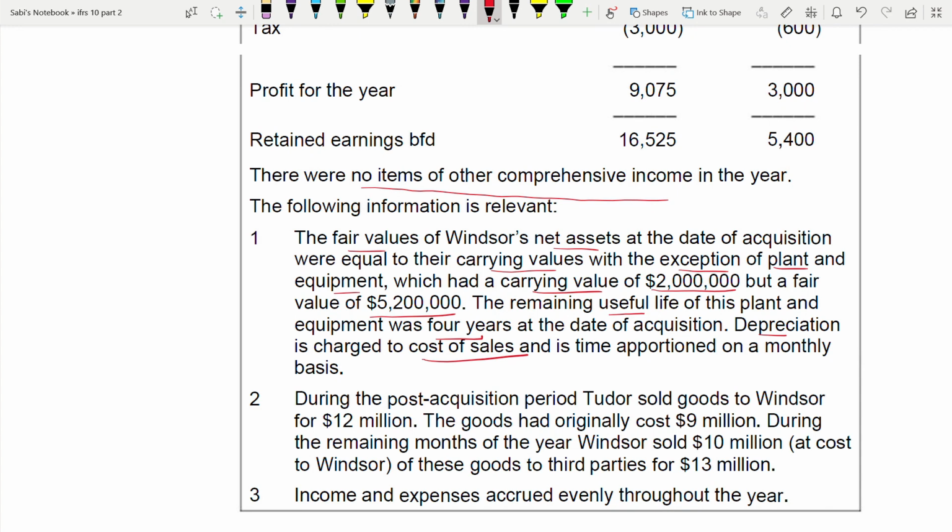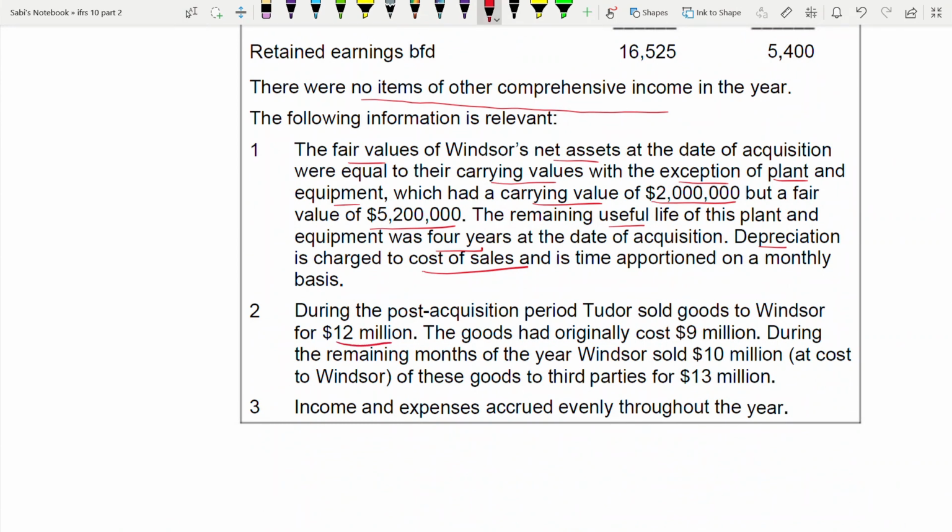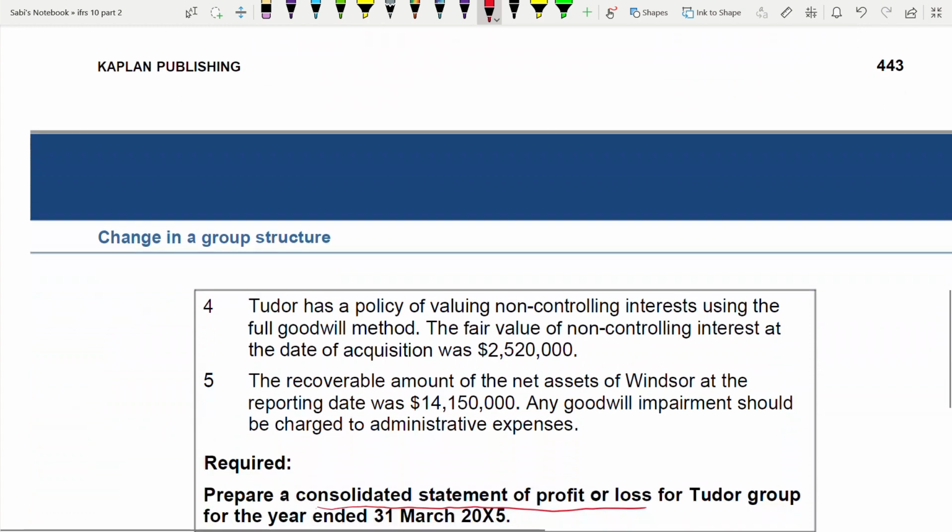Second, during the post-acquisition period, Tudor sold goods to the subsidiary. Tudor is the parent. The parent is selling to the subsidiary for 12 million. The goods had originally cost 9 million. During the remaining months of the year, the subsidiary sold 10 million of this to third parties for 13 million. Income and expenses accrue quite evenly throughout the year. Fourth, they have a policy of measuring NCI at full goodwill method, that is fair value. Then the recoverable amount is 14.15 million. Any goodwill impairment should be charged to admin expenses.